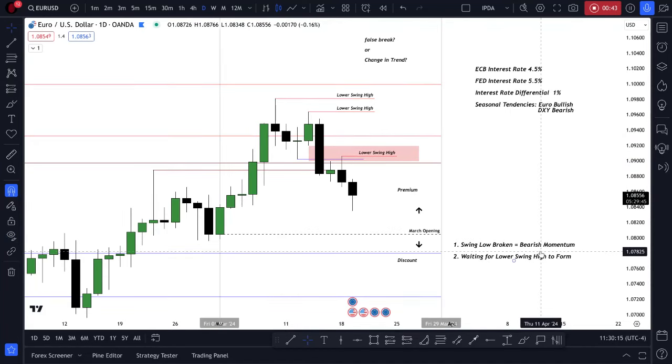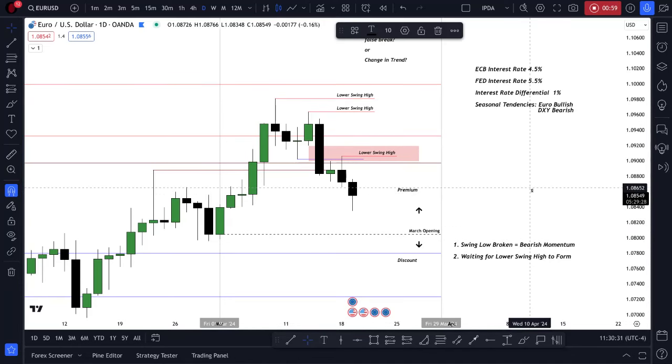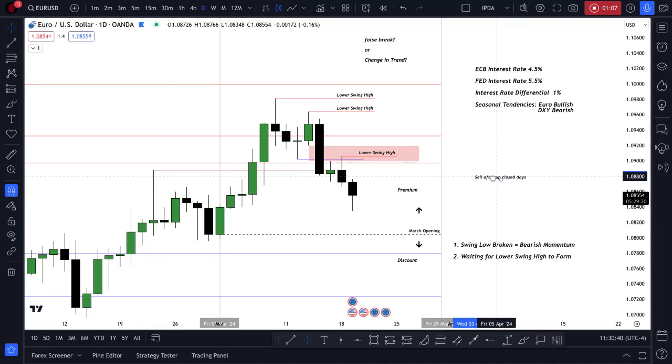Now moving forward, could we be looking to go short every day towards the end of March? Absolutely. Especially if now we get a counter trend candle. So if we get an up close candle, so sell after up closed days. That's something we were going to be looking at.